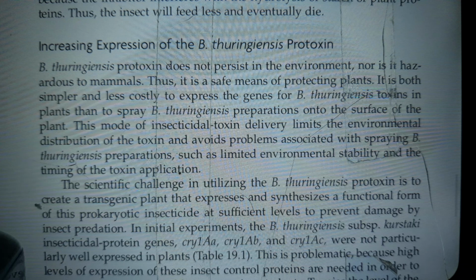Increasing expression of the Bacillus thuringiensis protoxin. Bacillus thuringiensis protoxin does not persist in the environment, nor is it hazardous to mammals. Thus, it is a safe means of protecting plants. It is both simpler and less costly to express the genes for Bacillus thuringiensis toxins in plants than to spray Bacillus thuringiensis preparations onto the surface of the plant. This mode of insecticidal toxin delivery limits the environmental distribution of the toxin and avoids problems associated with spraying Bacillus thuringiensis preparations, such as limited environmental stability and the timing of the toxin application.